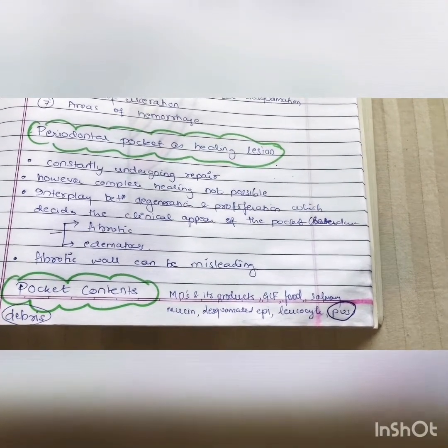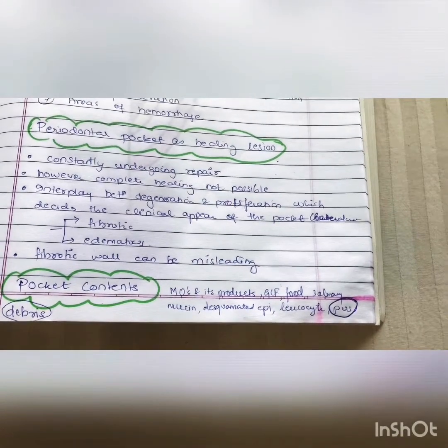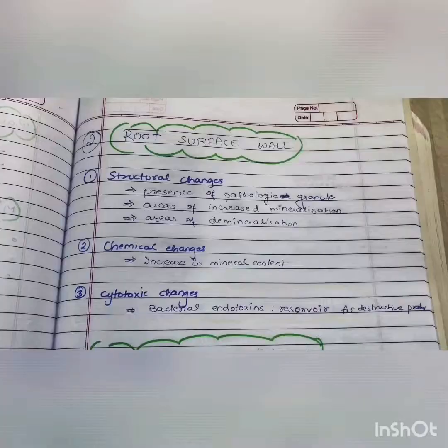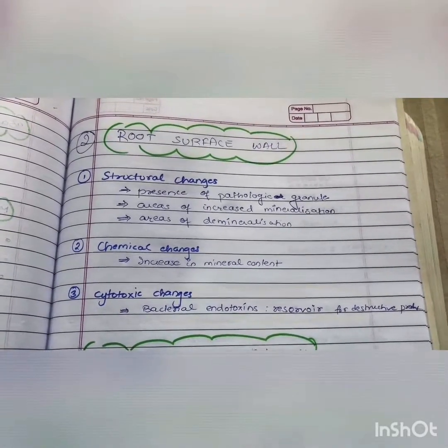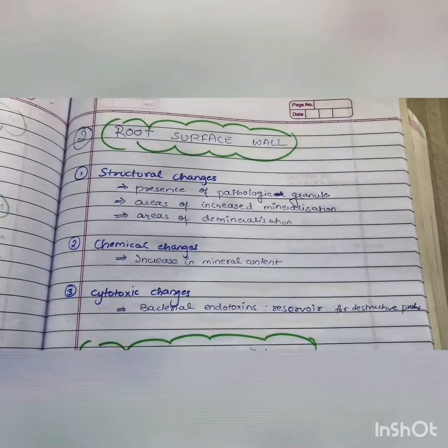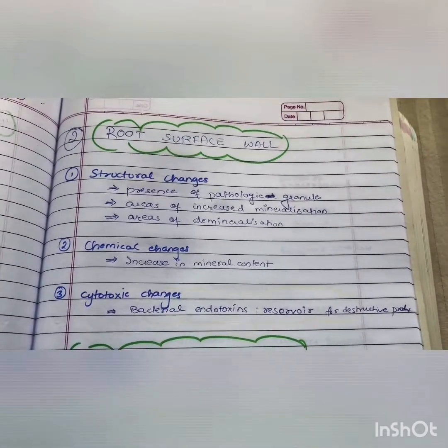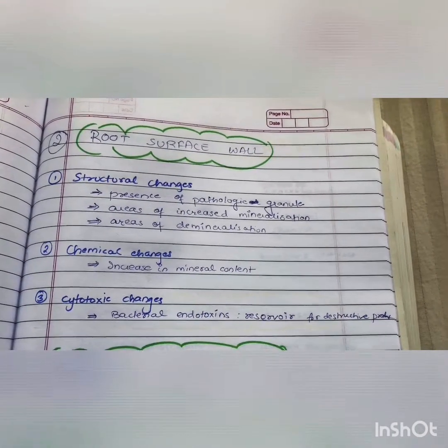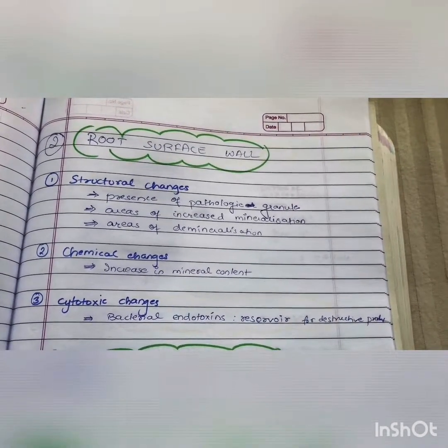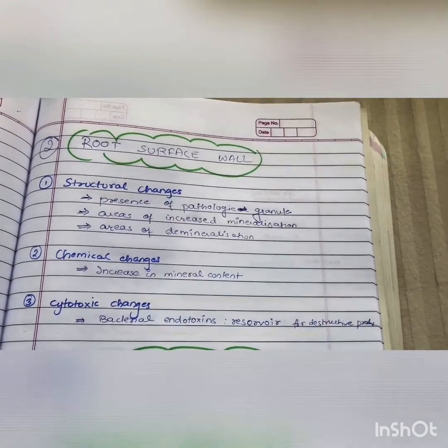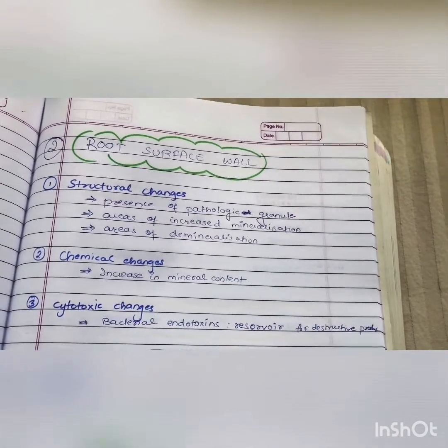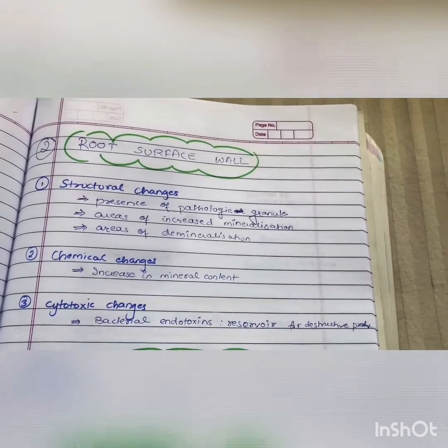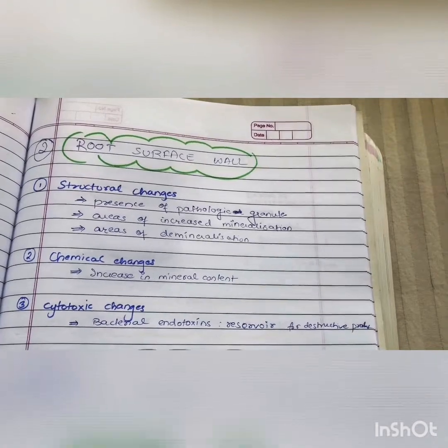What do I mean by that? Even a shallow pocket can have pus exudate and a deep pocket may not show any pus exudation. The root surface wall shows three types of changes: structural, chemical and cytotoxic. Structural changes are in the form of three types again, that is presence of pathological granules. What I mean by pathologic granules is the remnants of your Sharpey's fibers which are seen along the root surface, or it can be in the form of non-mineralized Sharpey's fibers which can also appear as pathologic granules.